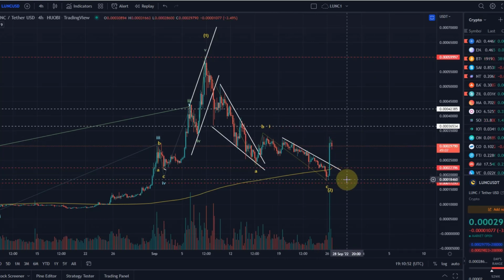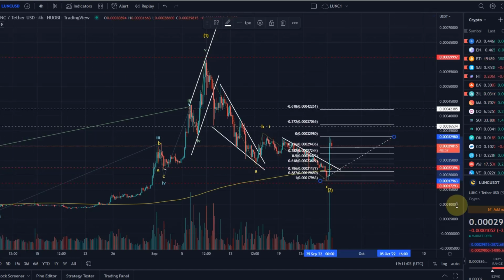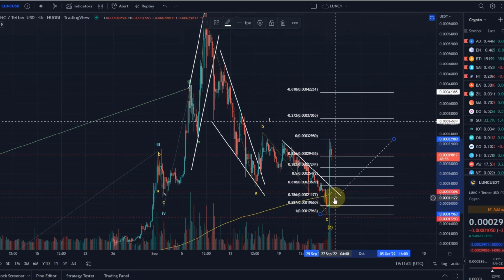In this scenario, what we definitely must hold is the swing low here at 0.0018. Even better would be to hold the 78.6% fib level, because below that, as you know, it will get unreliable. That bullish scenario level is 0.00021177. So if we lose this level, then it's getting unreliable that this is already a breakout.